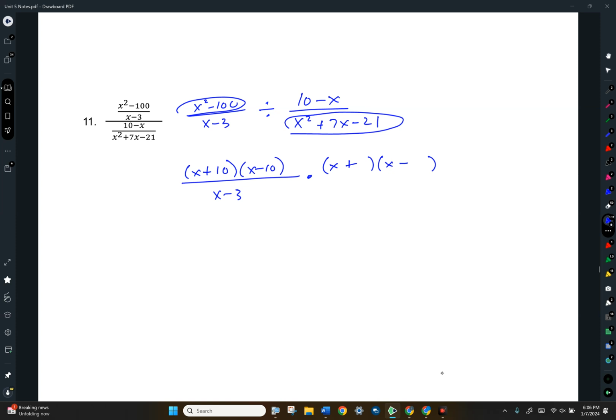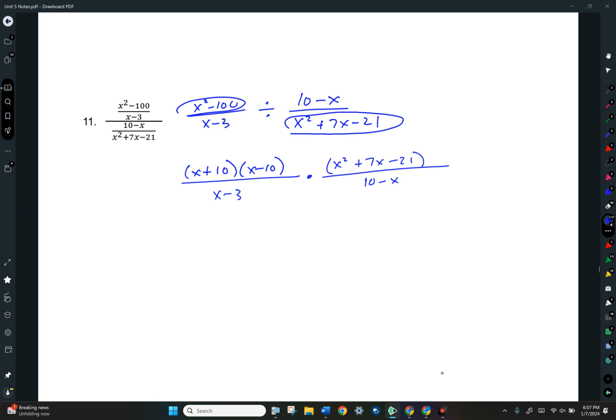I don't think this is going to factor. I mean, I could try 7 and 3. That's not going to work. I could try 21 and 1. That's not going to work. So here's a situation where it just didn't factor. Okay. So I'm just going to leave it. Probably made a mistake when I wrote it down, but that doesn't matter. So I'll just leave it as one big giant parenthesis of x squared plus 7x minus 21 over 10 minus x. Can't do anything to that.